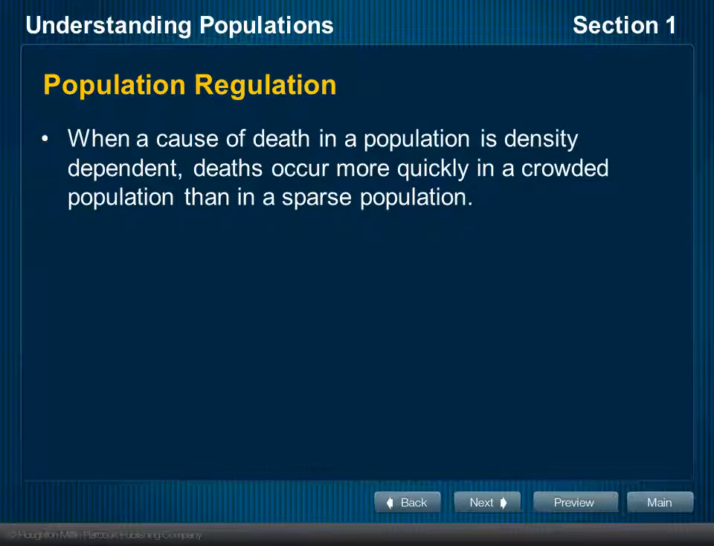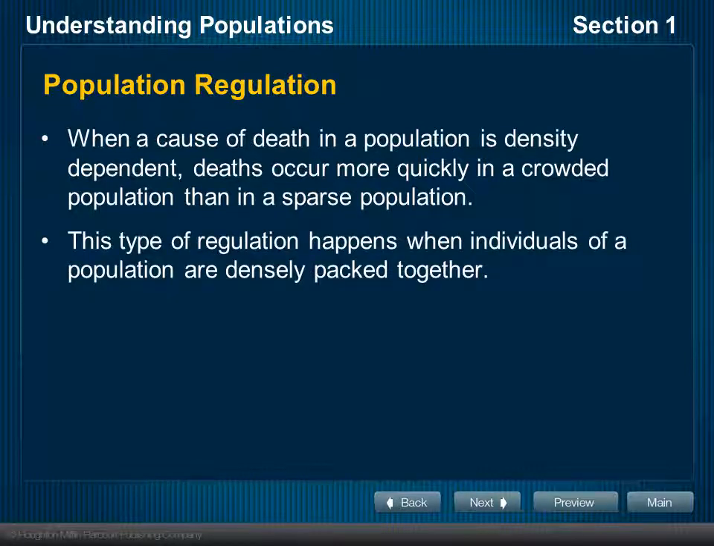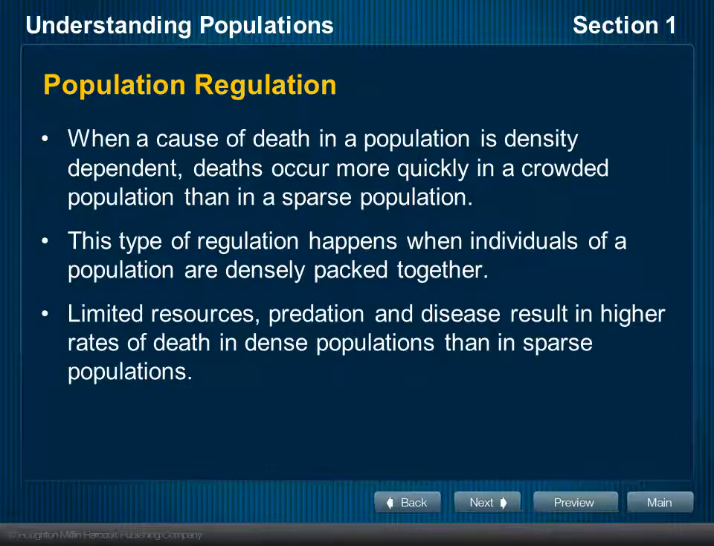When the cause of death in a population is density dependent, deaths occur more quickly in a crowded population than in a sparse population. So, the cause of death is connected to the number of organisms in a given area. The more organisms in that area, the more die. We would call that density dependent. When the individuals are densely packed together, more of them die. That's density dependent. Things like not enough resources or predation or disease result in higher rates of death.